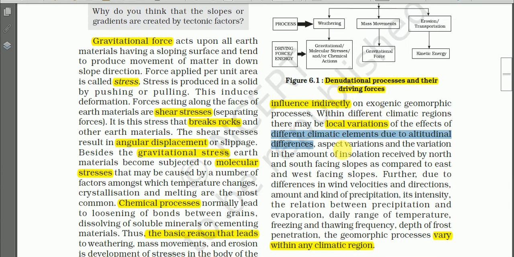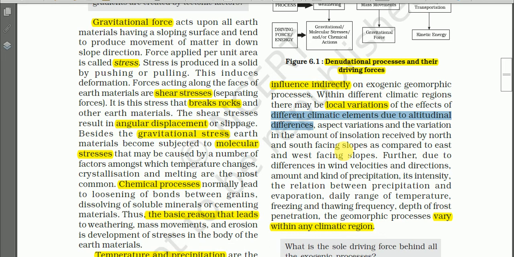Within the same climatic zone also, there may be local variation in the geomorphic process due to altitudinal differences, or due to aspect variation. That means due to the variation in the direction of the slope of the mountain, and variation in the amount of insolation received, the south-facing slopes are different compared to the east and west facing slopes. I also explained this when you were in class 9.